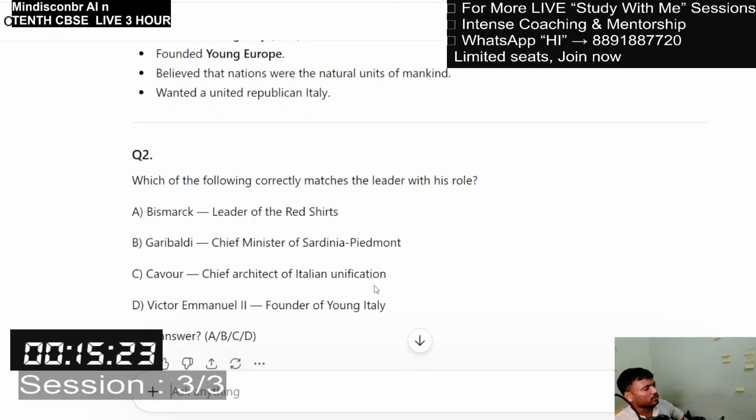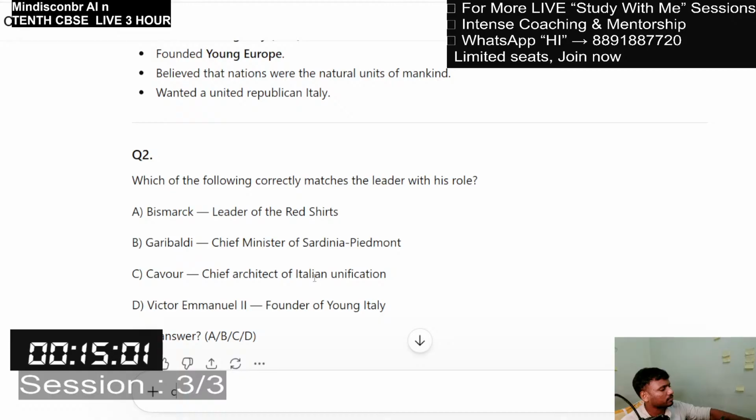Which of the following correctly matches the leader with his role? Bismarck, leader of Red Shirts, no. Garibaldi, Chief Minister of Sardinia, Piedmont, no, it was Cavour. Red Shirts, Giuseppe Garibaldi. Cavour, Chief Architect of Italian Unification, yes. Victor Emmanuel II, founder of Young Italy, no. Founder of Young Italy was Giuseppe Mazzini. Victor Emmanuel II was the King of Prussia.